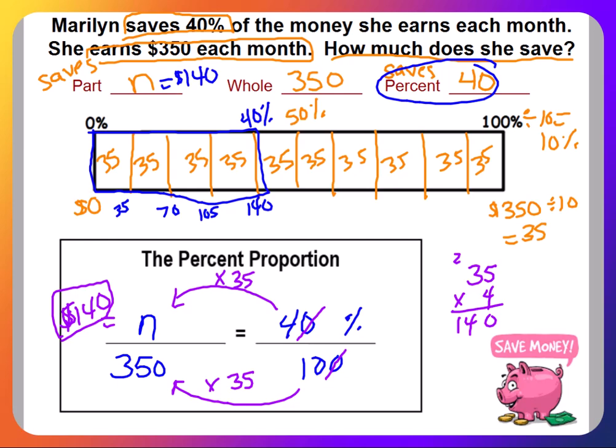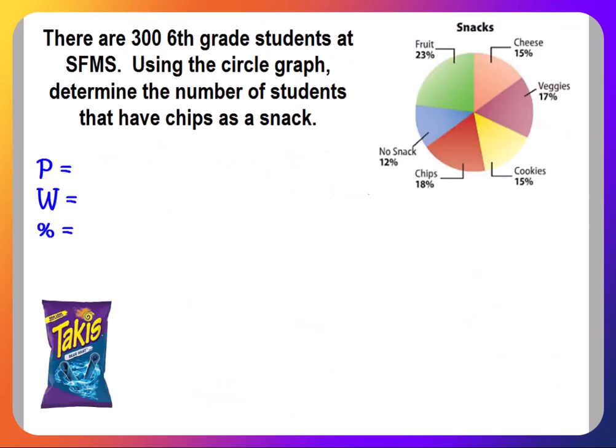Okay, let's go to the next example. If you want to do the percent bar models, you go right ahead. I'm going to stick with the percent proportion. I feel that that is easier, less work. And sometimes the bar models just don't work real easily.